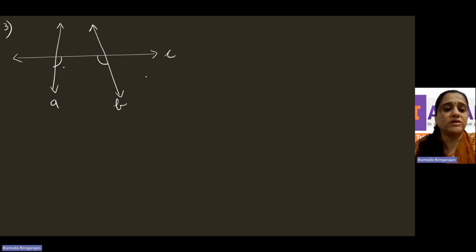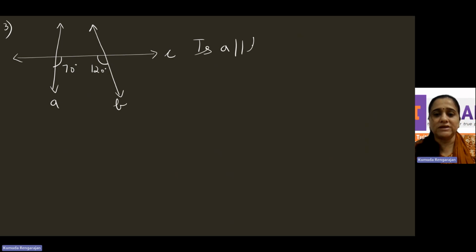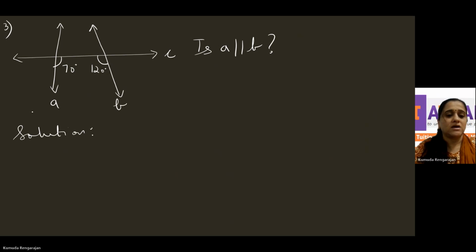Now, supposing I give you that this is 70 degrees and this is 120 degrees, children. See, when people change places, everyone gets distracted. Okay, so now I've given 70 and 120. Now the question is: is A parallel to B? The figure is given. You should answer this question using the angles given.